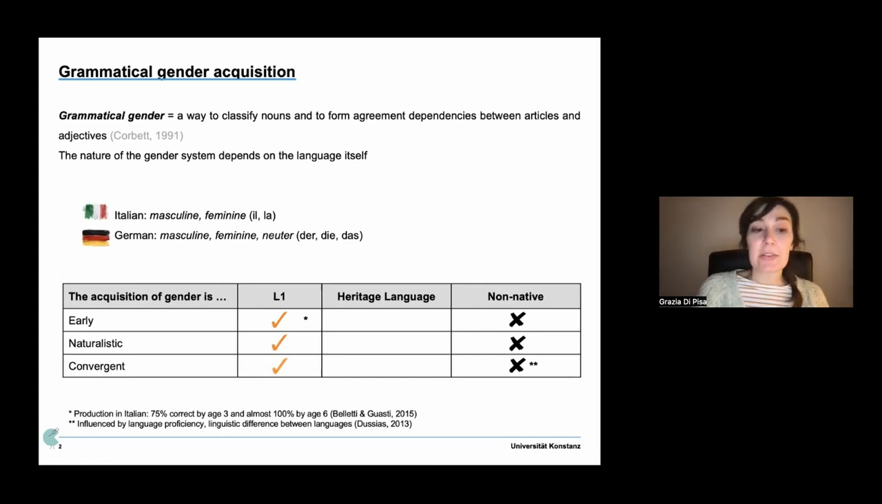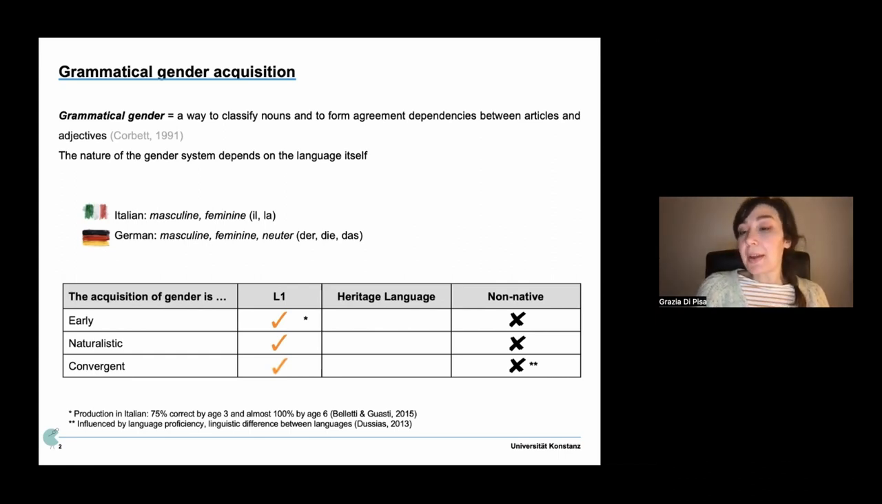Regarding the acquisition of non-native languages, so it could be a foreign language, of course it's not happening early, so it's usually later in life. It's also happening in a classroom setting and it's not convergent. Again, meaning that there are a lot of factors that are influencing the acquisition of a foreign language. It could be language proficiency, it could be the linguistic difference between languages, so the native language and the non-native language.